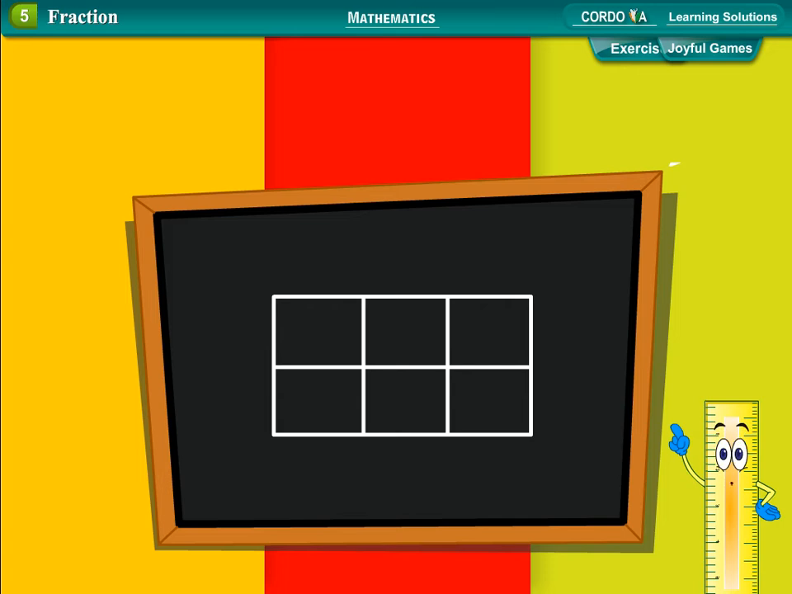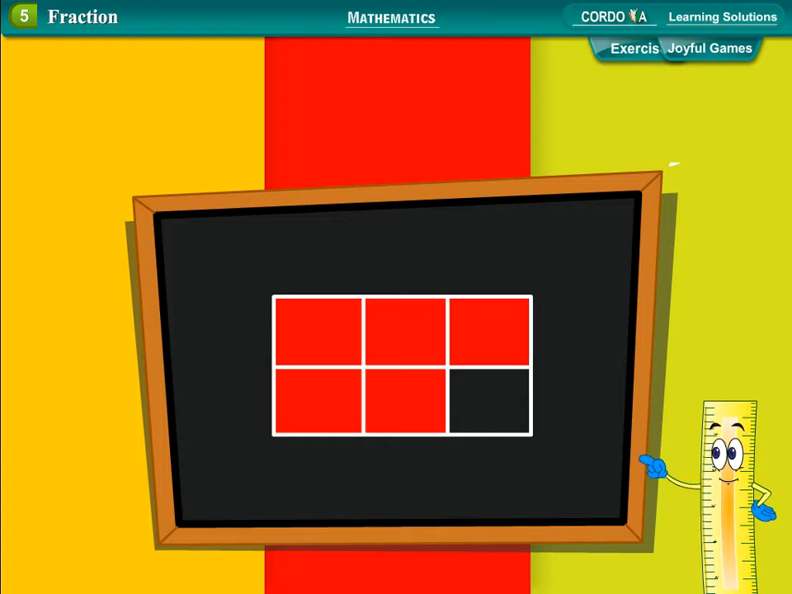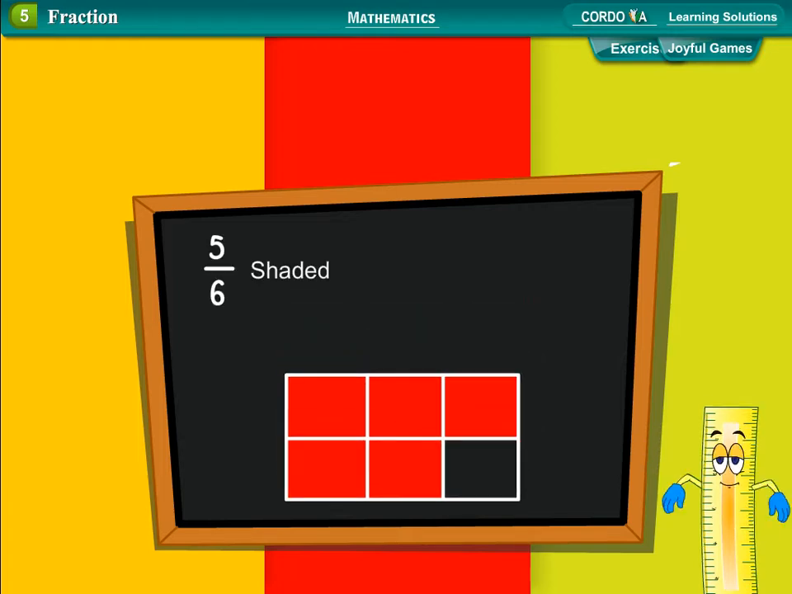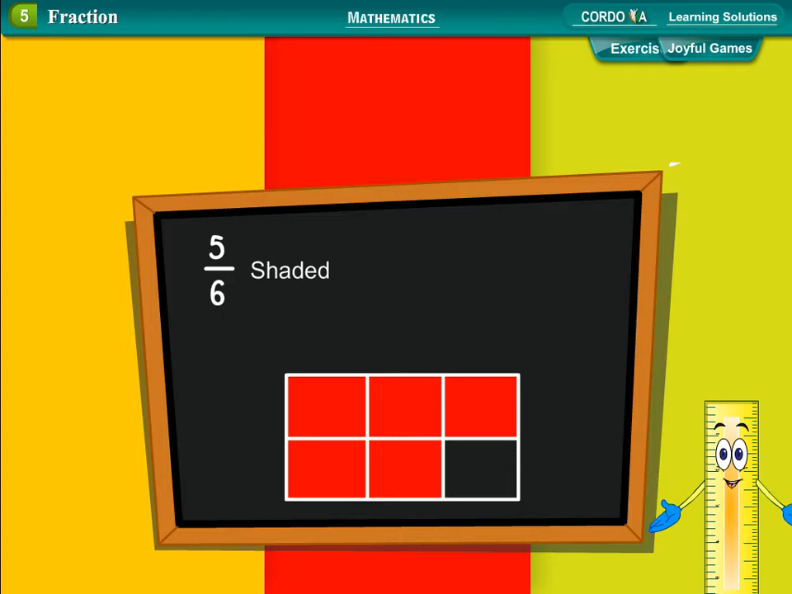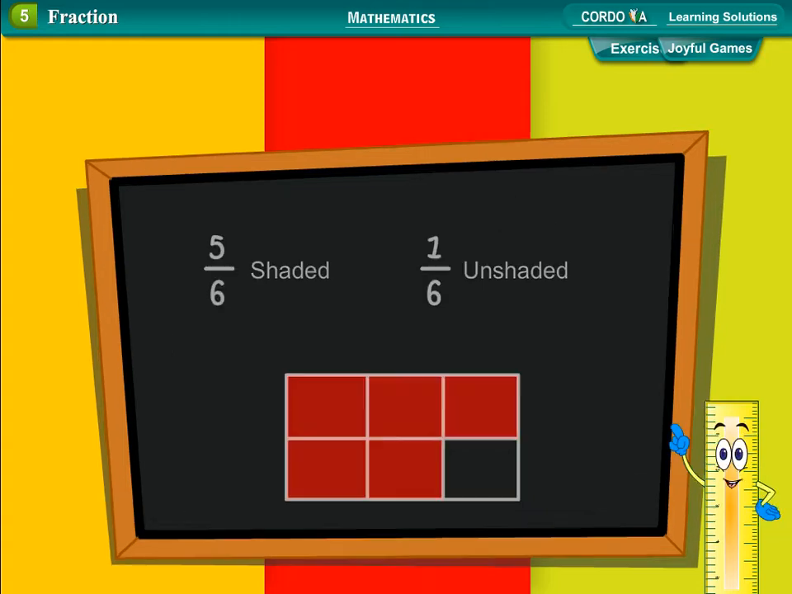In figure 2, a rectangular sheet has been divided into 6 equal parts. Out of 6, 5 parts have been shaded, that is, 5/6 portion of the rectangular sheet has been shaded. 1 part out of 6, that is, 1/6, remains unshaded.